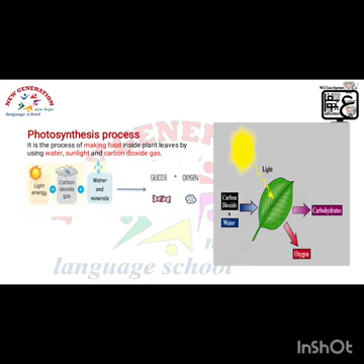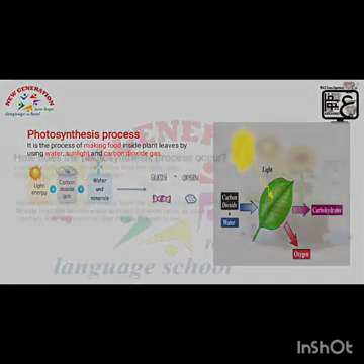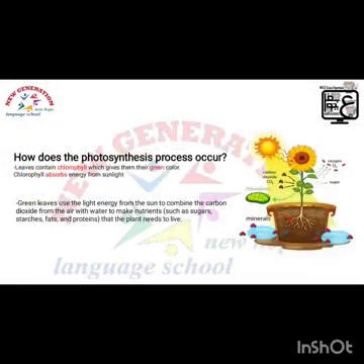So leaves need what? Light energy, carbon dioxide gas, and water to give us glucose and oxygen. Glucose is the food of the plant, but the oxygen is for us. So the photosynthesis process is very important for the plant and human. How does the photosynthesis process occur?